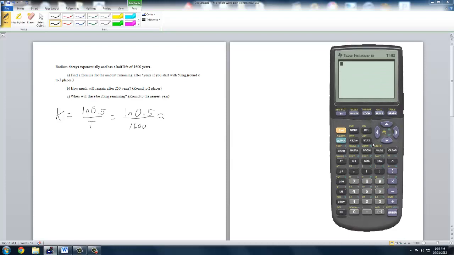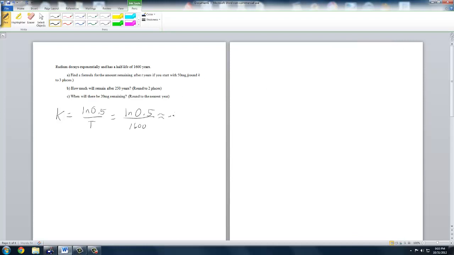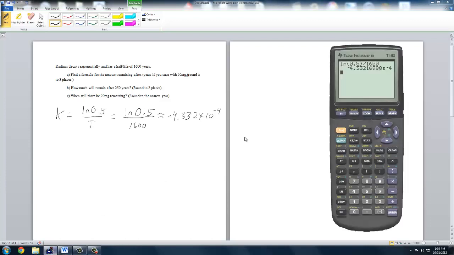So we do the natural log of 0.5 divided by 1600. We get negative 4.33, rounded to 3 places, negative 4.332 times 10 to the negative fourth. So this is negative 4.332 times 10 to the negative fourth, and that's our k. Just to make sure I check that right. Negative 4.33 times 10. Okay, good.